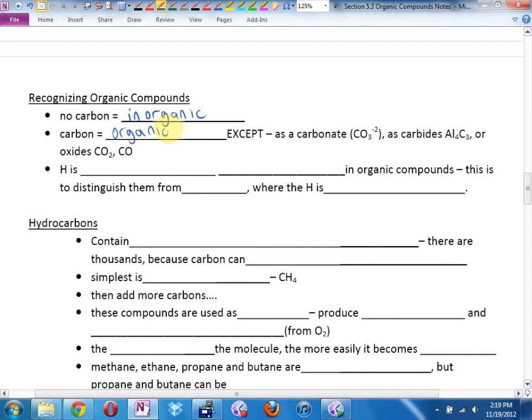Now, a lot of organic compounds have a hydrogen in them. So we decided this. The H is not written first in organic compounds. Why? If the H was written first, what would we think it was? Acid. So to distinguish it from acids, where the H is first, even if we have an H, if it's an organic compound, we'll put the C in front of it.